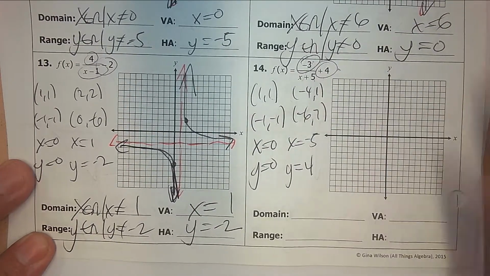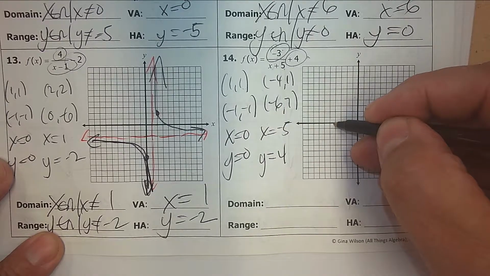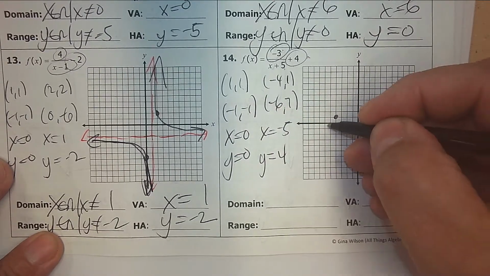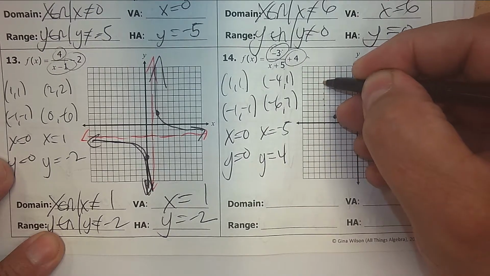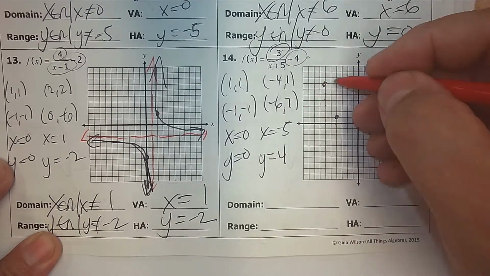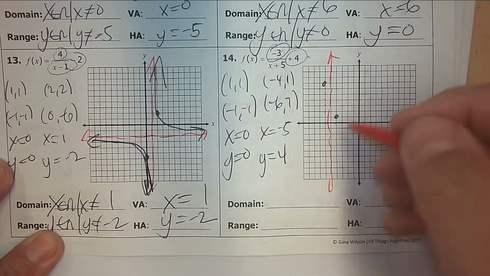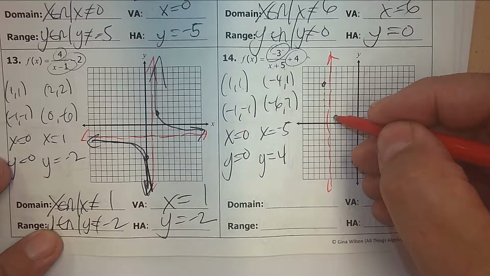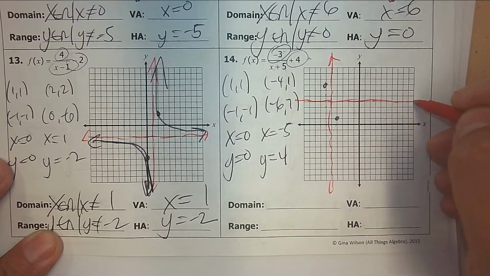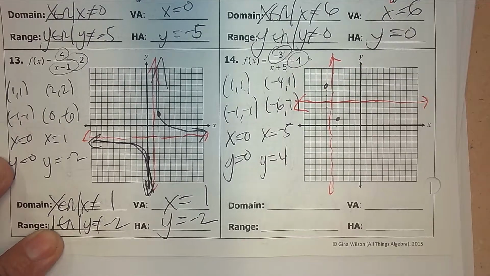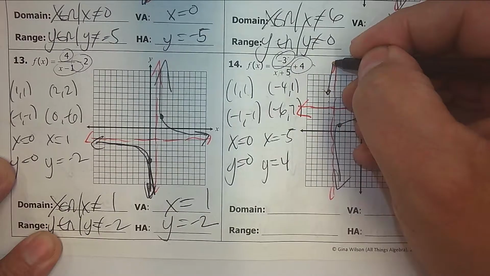All right, so plot these. So negative 4, 1. Negative 6 and 7. We have a vertical asymptote at negative 5. And then at 4, we have our horizontal. So we know the end behavior and what happens at the asymptote. And we're done.